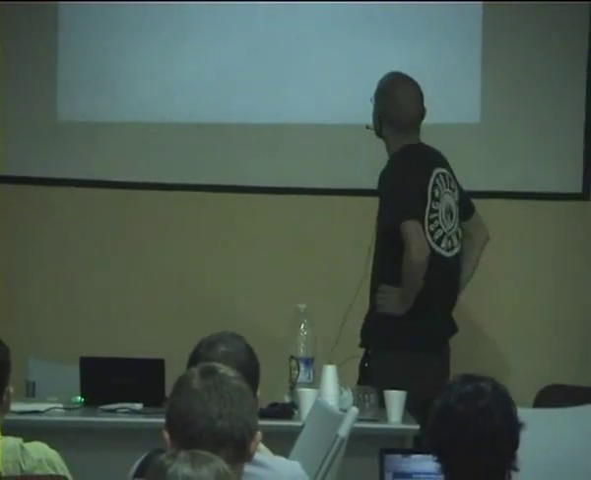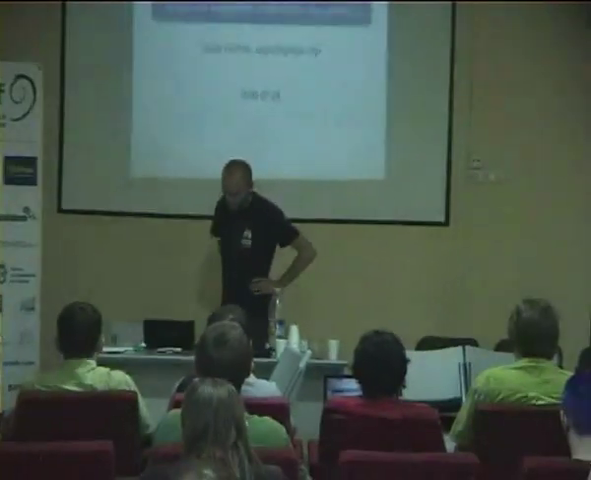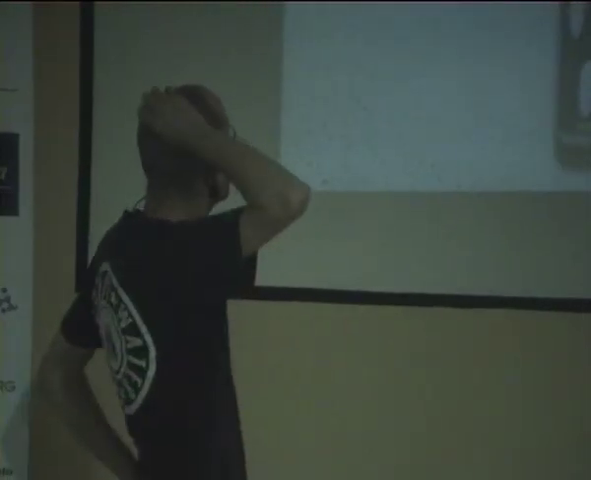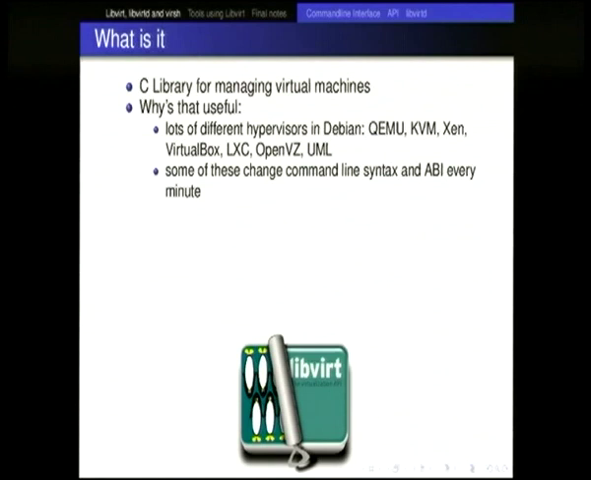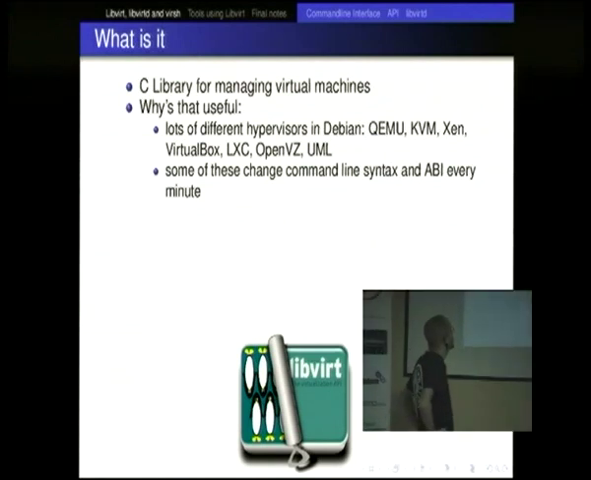Hello again. As I just said, I'm Guido Günther, and this talk is about Libvirt, which is a library which aims to make virtualization a little bit easier, especially with the sheer amount of virtualization solutions we have in Debian. Fortunately, in Debian, we can pick just about any virtualization solution that's available on Linux, like QEMU, KVM, Xen, VirtualBox, Linux containers, OpenVZ, or User Mode Linux. And this is actually a very nice thing.